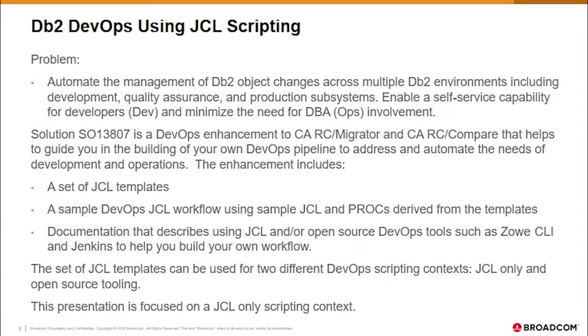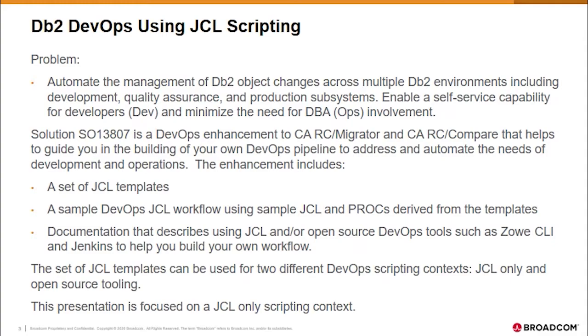When I say automating schema management, I'm really referring to what is commonly called DevOps, that is, development and operations. A DevOps for Db2 process tries to solve the problem of automating the management of Db2 object changes across multiple environments and enabling a self-service capability for developers while minimizing DBA involvement. Ideally, a DBA or administrator should only need to focus on the needs of the production environment.